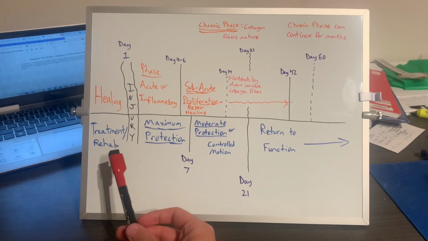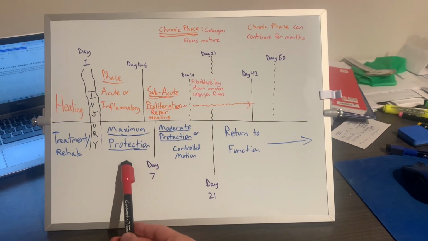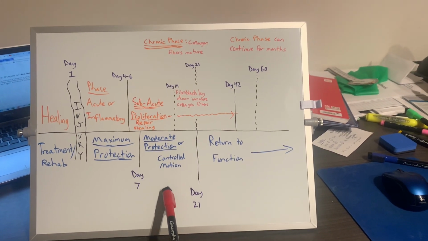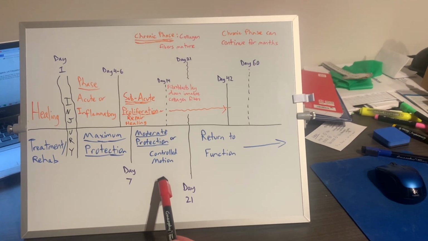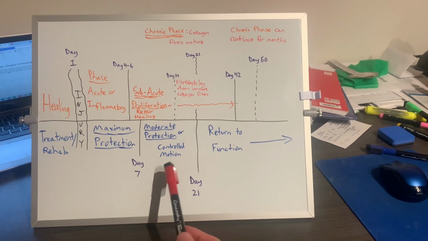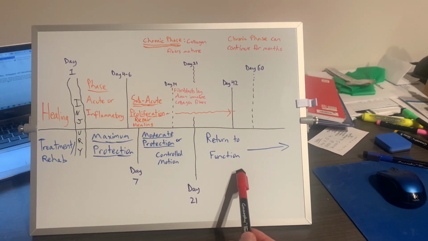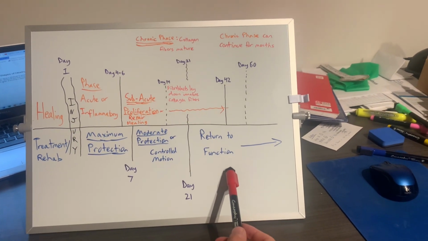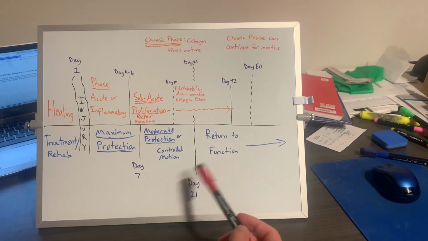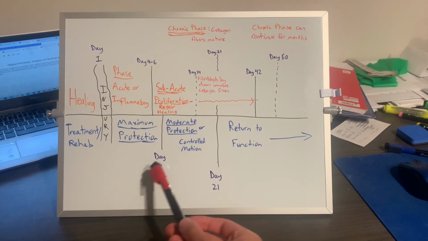So now for the phases of treatment, or stages of rehab. For the first week, we're going to be in that maximum protection phase, while the inflammation is going on. Then day 7 to day 21, it's going to be the moderate protection or controlled motion phase, where we do want to start stressing the tissue a bit, but in a controlled manner. And then after day 21, during the chronic phase, we're going to be in the return to function rehab stage. During that time, we can definitely start to introduce more aggressive treatments to the patient. I'll talk a little bit more about specific interventions that we can do during each stage of rehab.